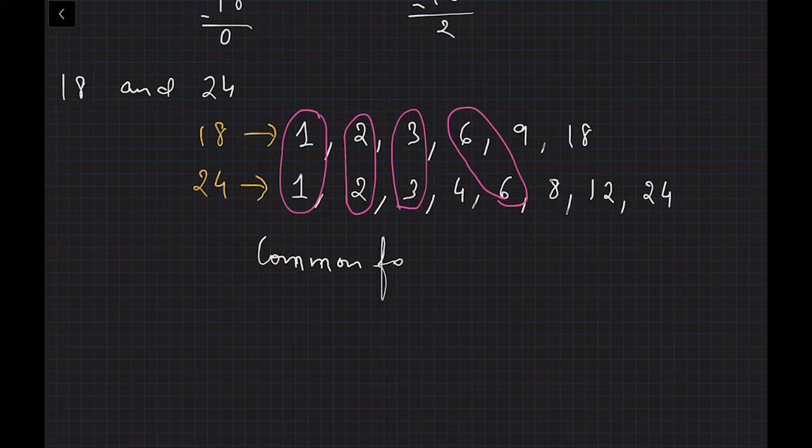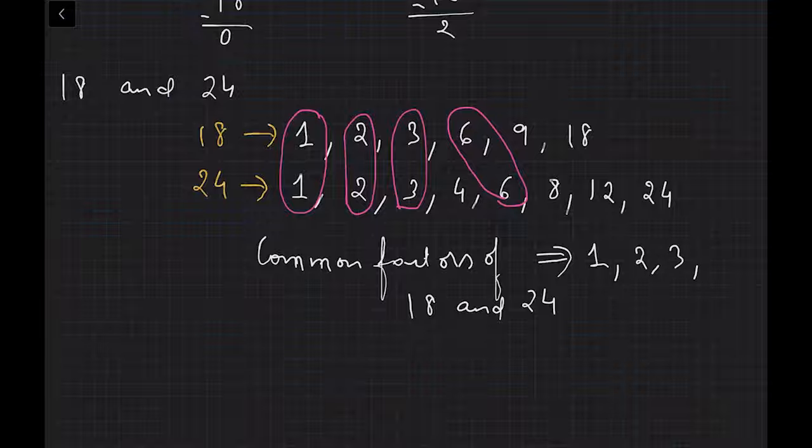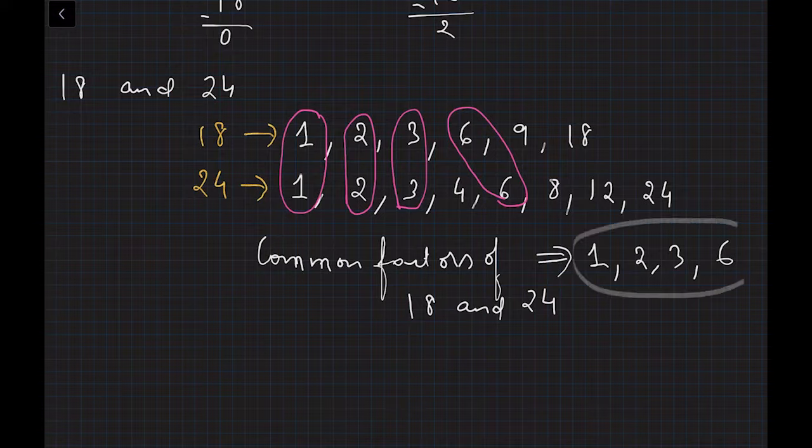Common factors of 18 and 24 are, what are the common factors? 1, 2, 3 and 6. Now these four numbers are the common factors of 18 and 24. Now the highest common factor, the highest number, that is 6, is called highest common factor.